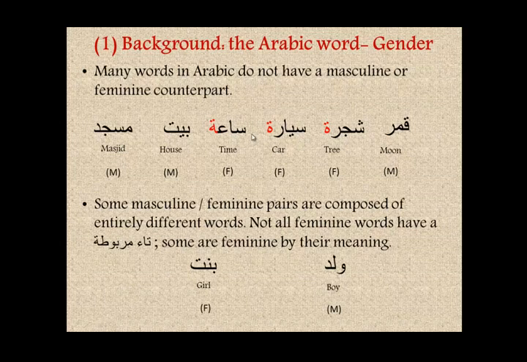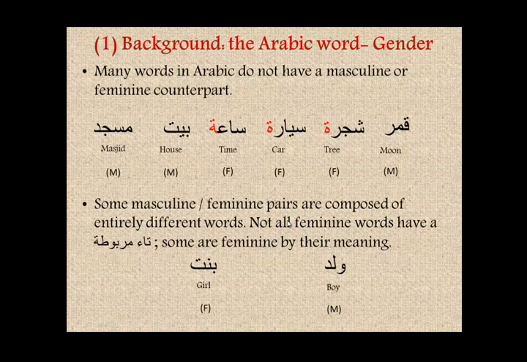For example, the word sa'ah, which means time or hour, is feminine, but you can't drop the ta marbuta to get the masculine counterpart. That just doesn't exist. So these words appear and exist by themselves, and they have a fixed gender.